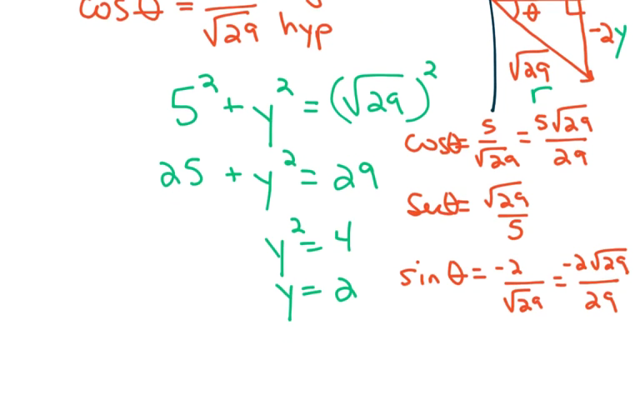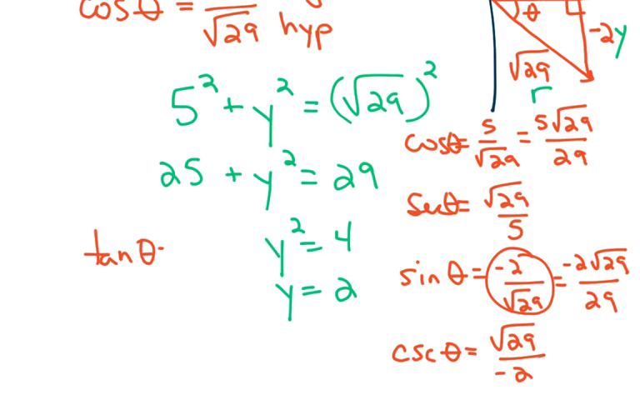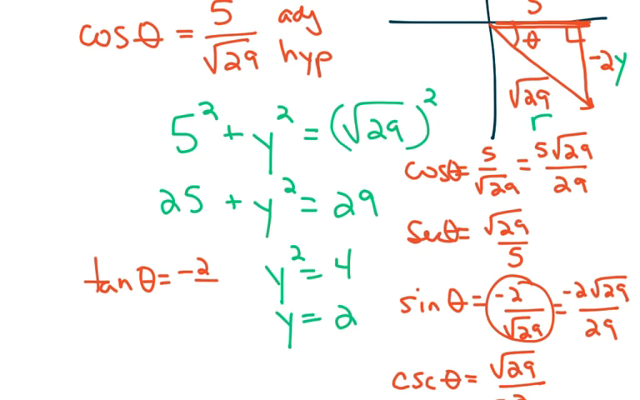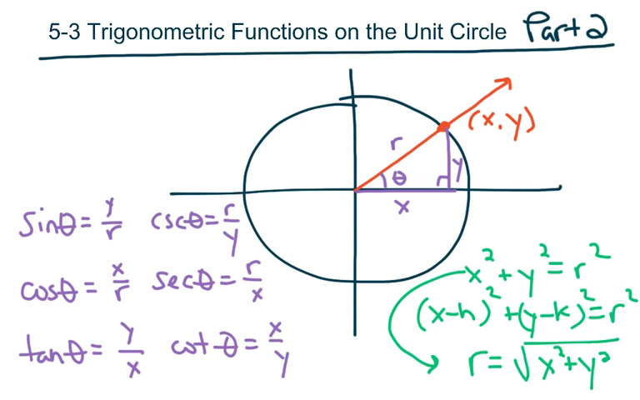The reciprocal of sine is cosecant. I'm going to use this to flip it, square root of 29 over negative 2. And then the tangent is opposite over adjacent, and the adjacent was 5, so the cotangent is 5 over negative 2. And that was the remainder of section 5.3 on trigonometric functions on the unit circle.